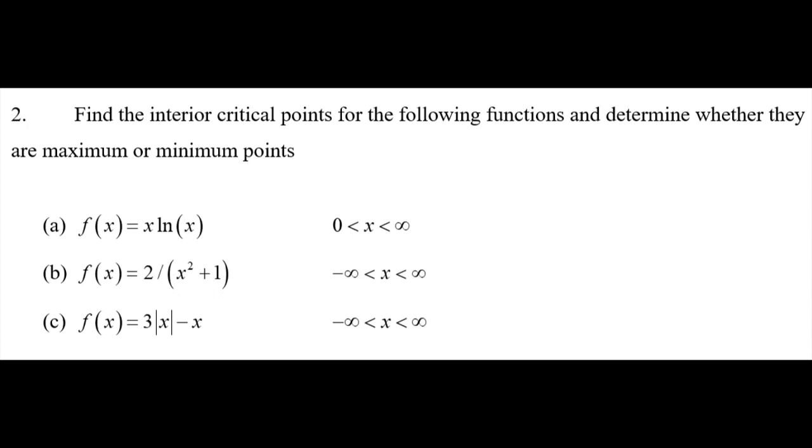Now let's look at another example. Here we want to find only the interior turning points. So we're going to look at the first function here, f of x equals x log x. Now the first derivative here, f prime x, equals x multiplied by 1 over x plus log of x multiplied by 1. We've got that using the product rule.